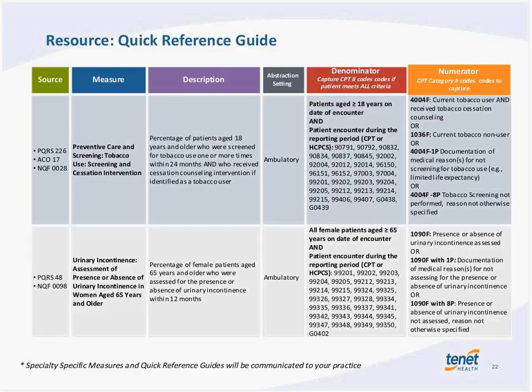Again, this is a quick reference guide, and it orients you to what will be included in the metric packet that you will be receiving from your CIO market directors. Each specialty will have a list of measures that were chosen by the CIO board, along with the description of that measure and what the abstraction setting for that measure is. Is it inpatient or ambulatory?